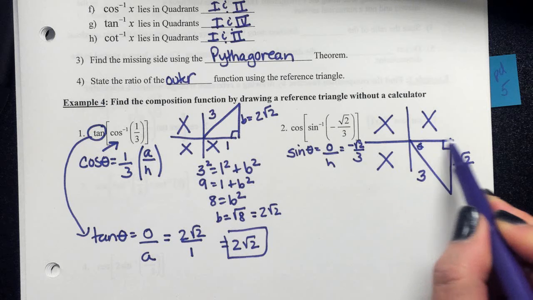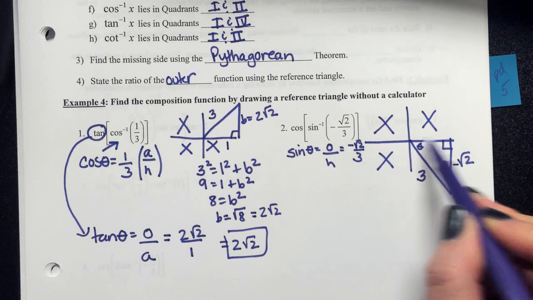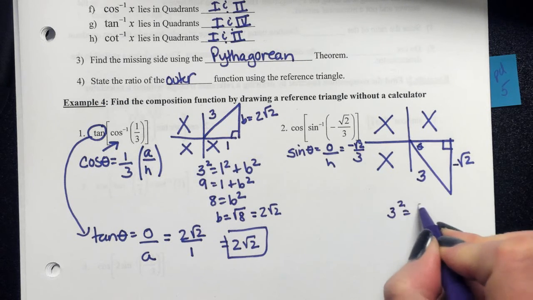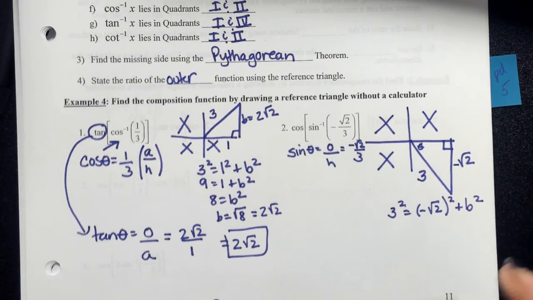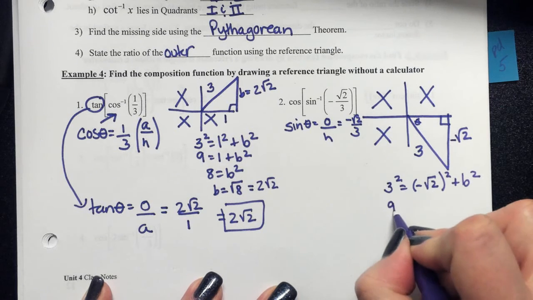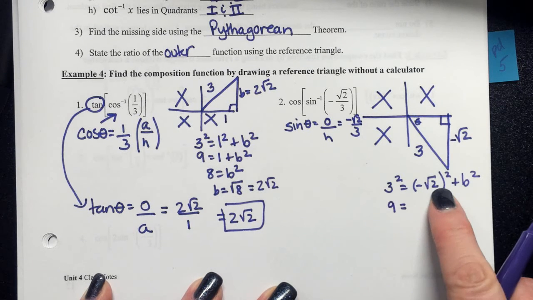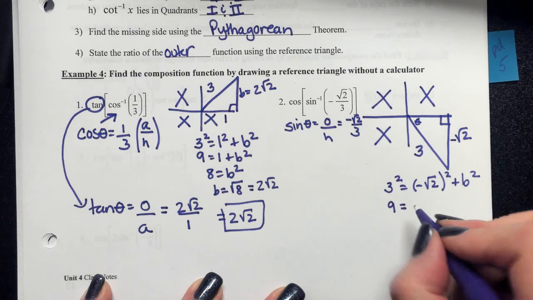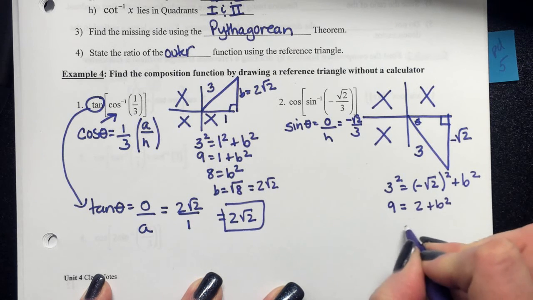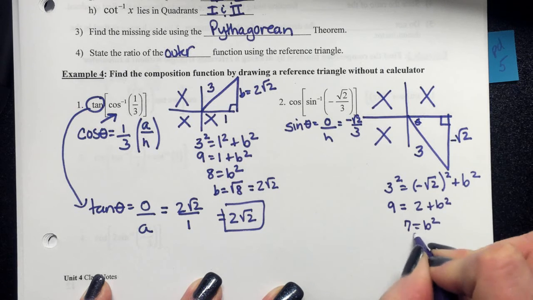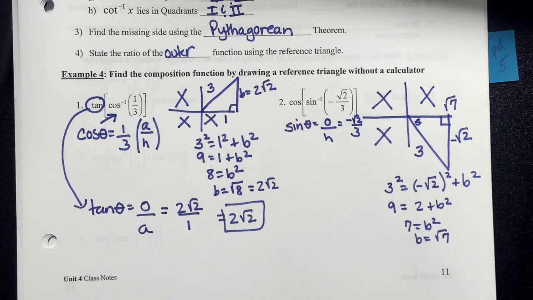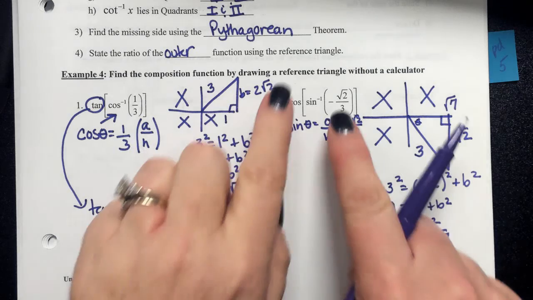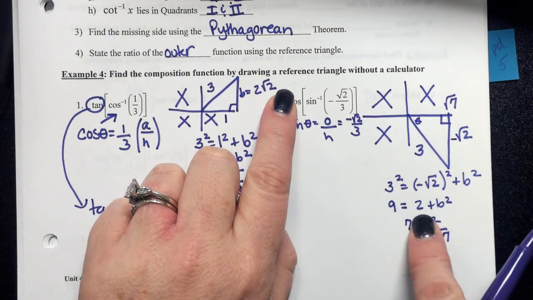How do I find this third side? I'm going to use what? Pythagorean theorem. So 3 squared is equal to, now remember, you're squaring the negative sign along with the square root 2. So 3 squared is 9. What is negative square root 2 squared? 2. So I subtract 2, so 7 is equal to b squared. So b is equal to square root 7. Do I need a negative sign in front of square root 7? No. So that's all I can get from this inner function. So any questions on how I found the triangle?